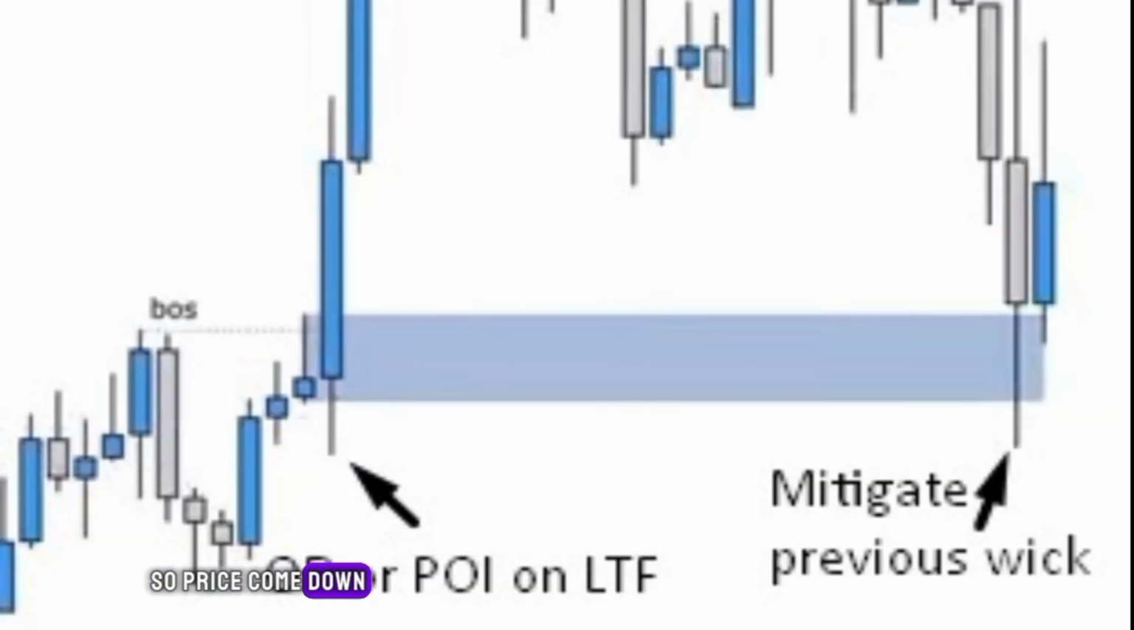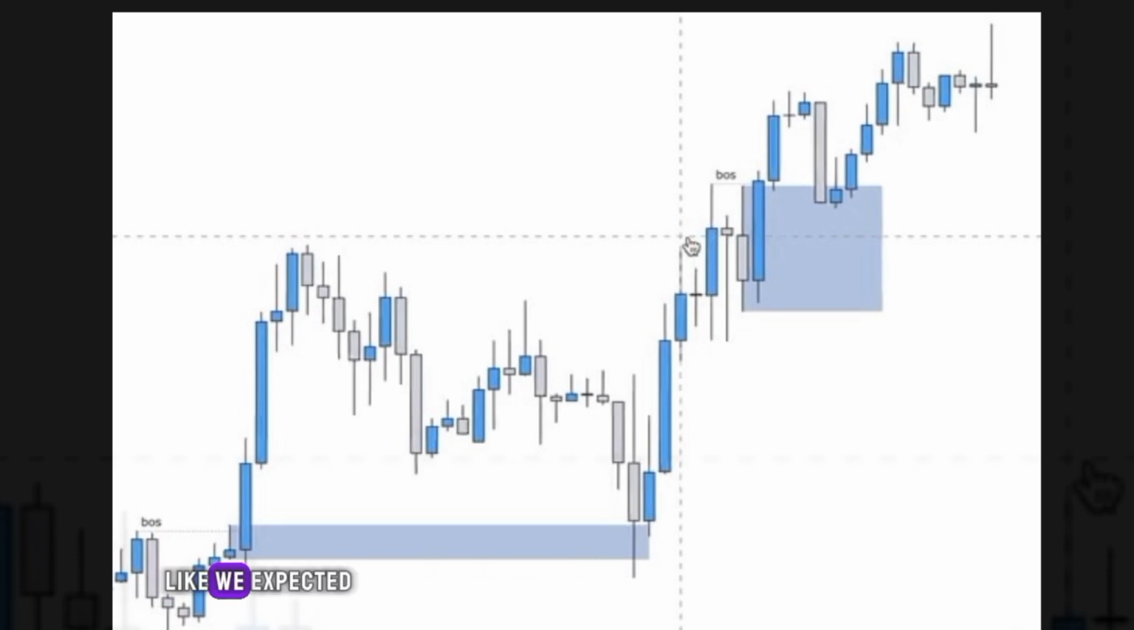Now we expect price to come back down to fill the imbalance, mitigate this move and then continue. So price comes down, and does a wick below. So we do have this wick before, so this is just a lower time frame OB or POI that we can look at, so that's what price was doing, mitigating that wick. And price continues up like we expected, and makes momentum, because price has a reason to move.